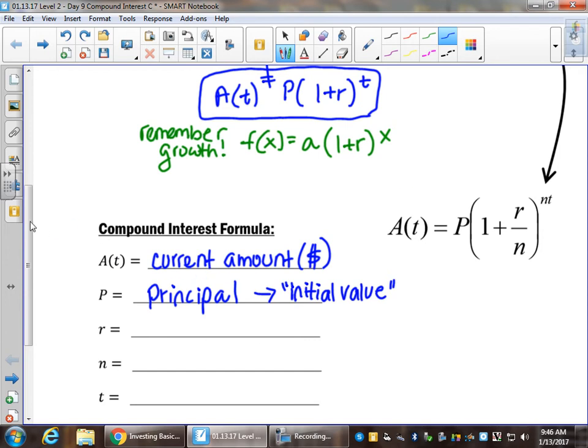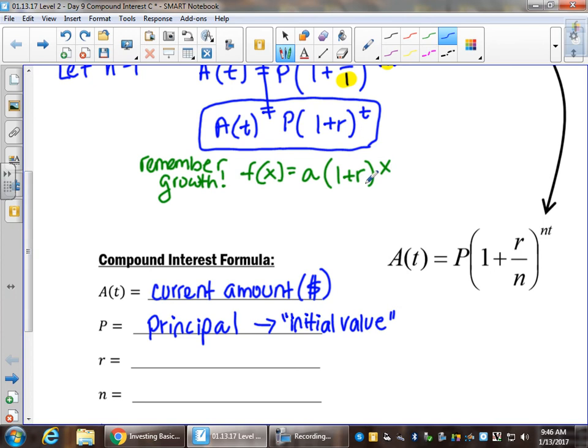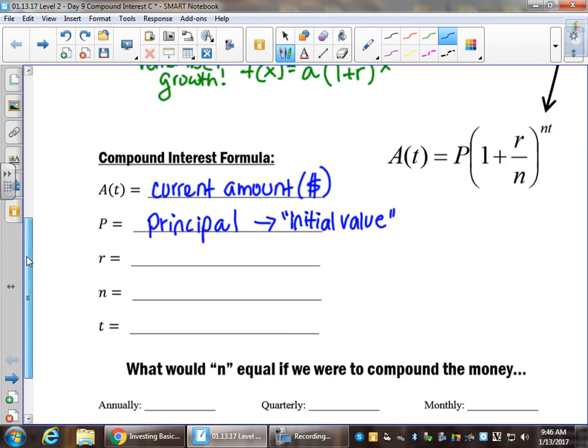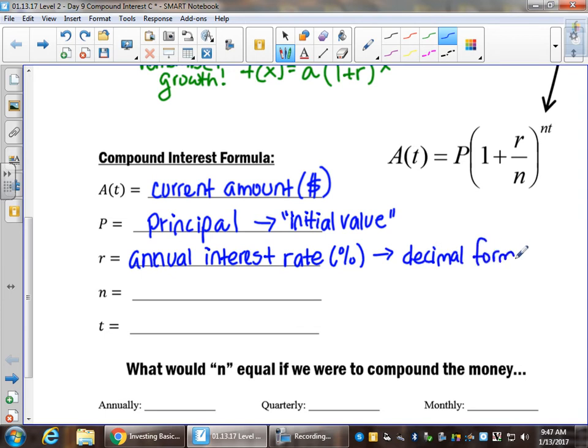What's r? What was r in growth? Our growth rate, but specific to money, it's going to be our annual interest rate. Now that is a decimal, but just like before, guess what form we need to have it in? We're going to be given a percent. We need decimal form. Remember that.